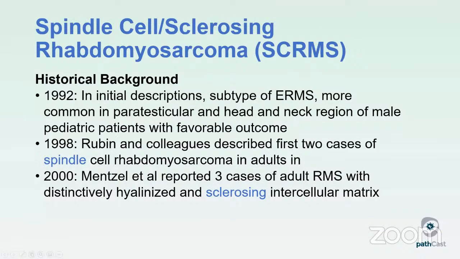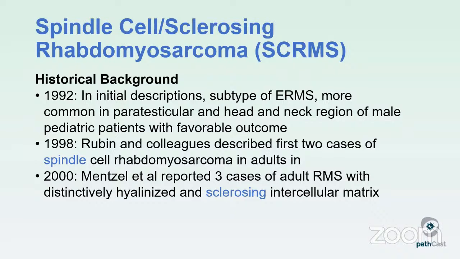Now getting to spindle cell sclerosing rhabdomyosarcoma variant. To give a historical background, it was first described in 1992, and in its initial description, it was thought to be a subtype of embryonal. It's more common in paratesticular and head and neck region, with predilection for male patients with favorable outcome in pediatric population. A little later in 1998, Rubin and colleagues described the first two cases of spindle cell rhabdo in adult population.